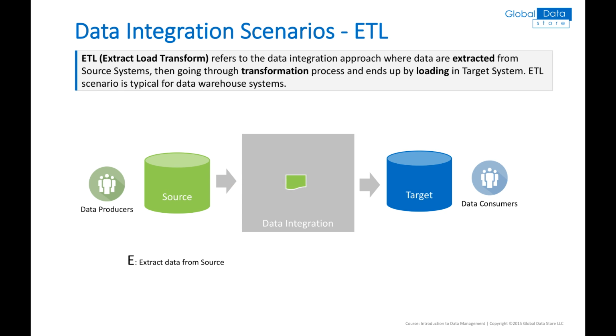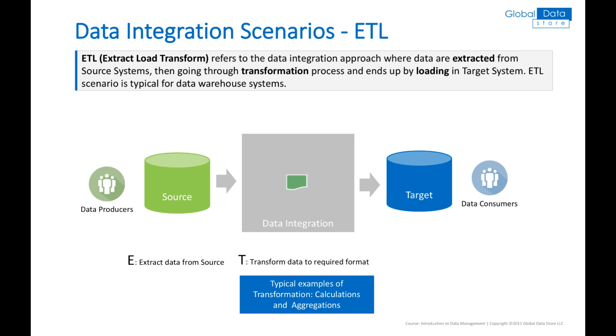As a first step, we extract data from operational sources, and that refers to the letter E from the ETL abbreviation. As a next step, data are transformed into required format. That refers to the letter T in ETL abbreviation. Typical transformations are different kinds of calculations or aggregations, for example total revenue per quarter for each regional office. Finally, transformed data are loaded into the target system and available for use by data consumers. That refers to the letter L in ETL abbreviation.